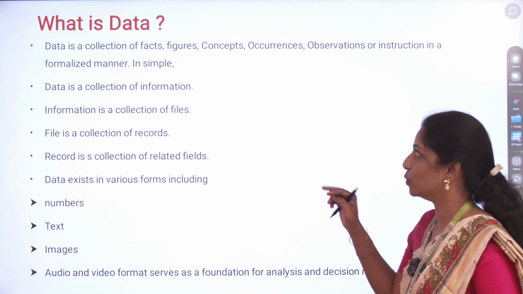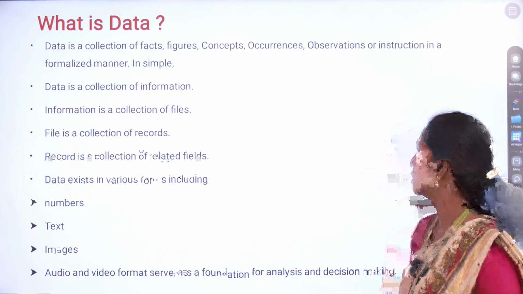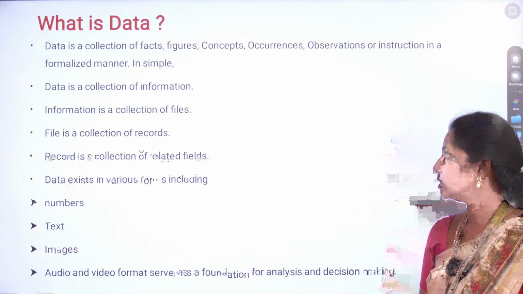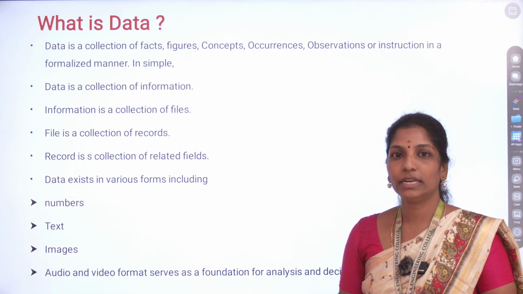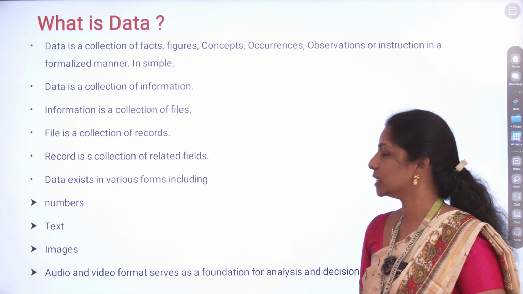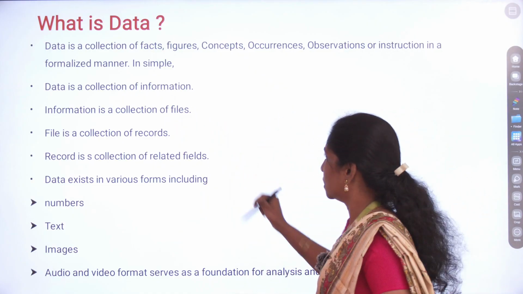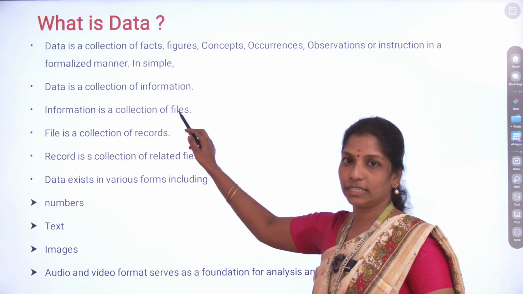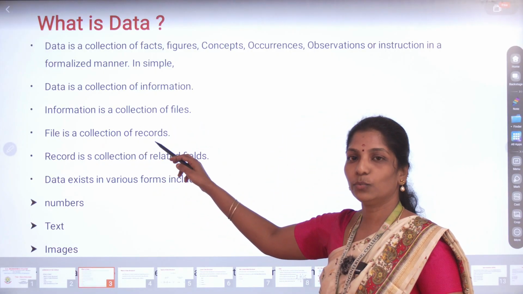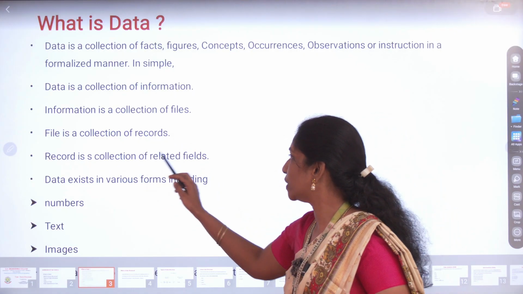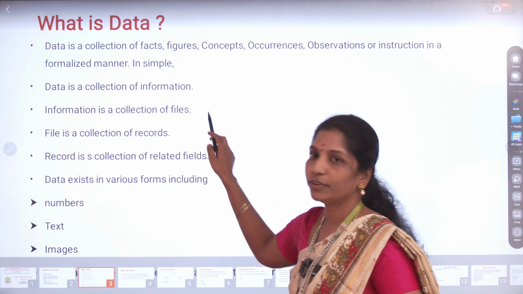First, let's see what is data. Data is a collection of facts, figures, concepts, occurrences, observations, and instructions in a formalized way. In an easier form, we can say data is a collection of information. Information is a collection of files. Again, what is a file? A file is a collection of records. And what is a record? A record is a collection of related fields. So these are all collections of information.